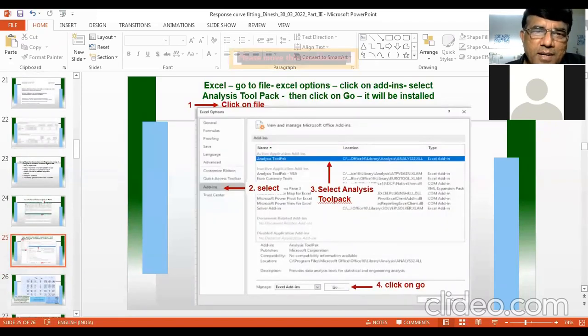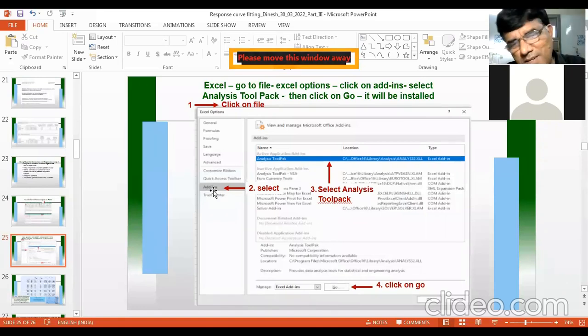So how to install it? When you start your computer, when you are in the Excel program, you go to File. Click on File, number 1. Number 2, you select your add-ins. You know add-ins, you are going to add something.